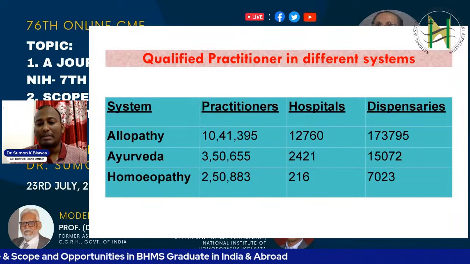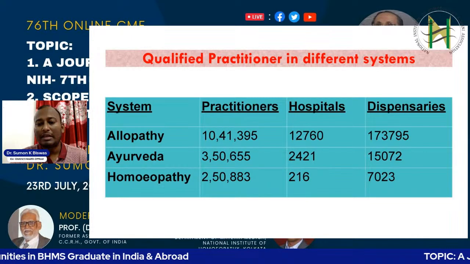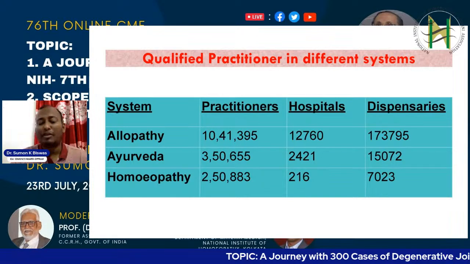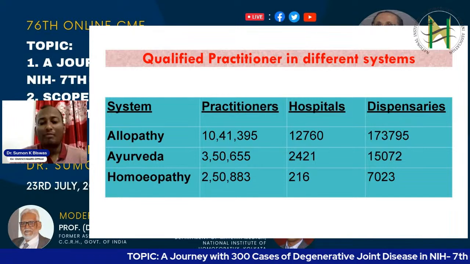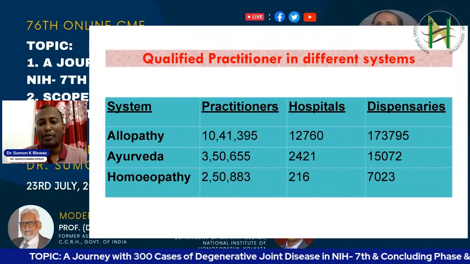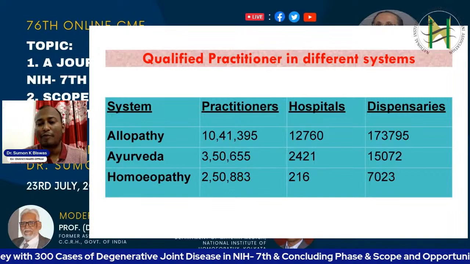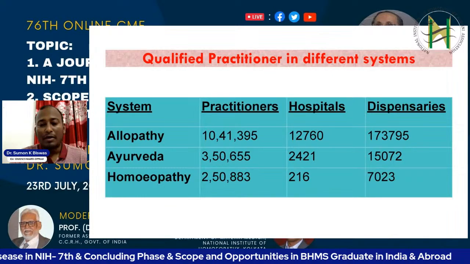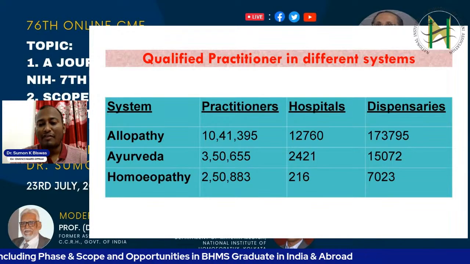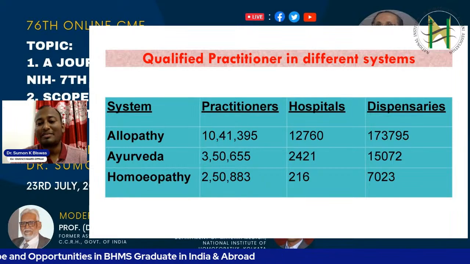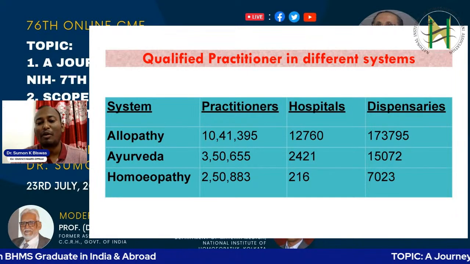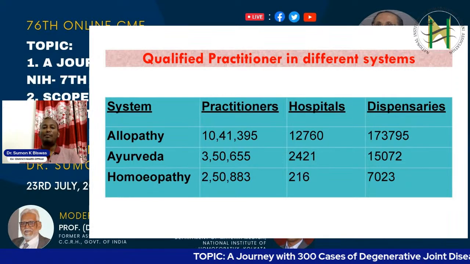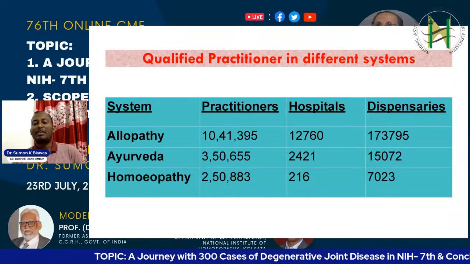Even the hospitals, this is under the government setup, hospitals and dispensaries. Allopathy has around 12,000 hospitals and about 1.7 lakh dispensaries. Ayurveda has around 2,500 hospitals and 15,000 dispensaries. But in homeopathy, we have only 216 hospitals and 7,000 dispensaries. So for us, the number of hospitals, practitioners and dispensaries is very low.